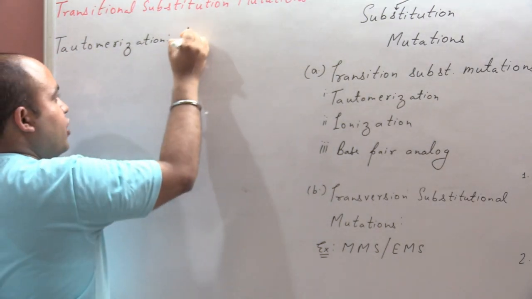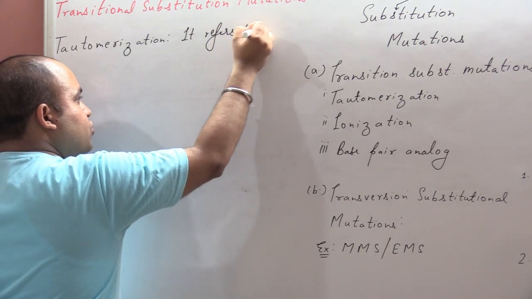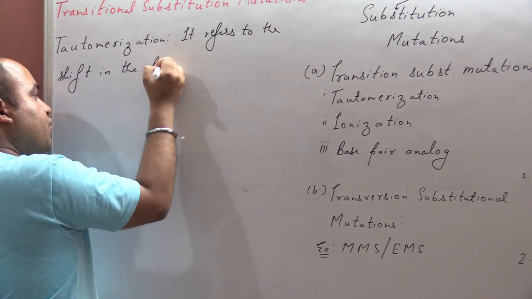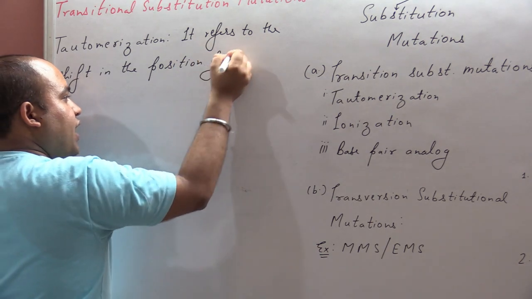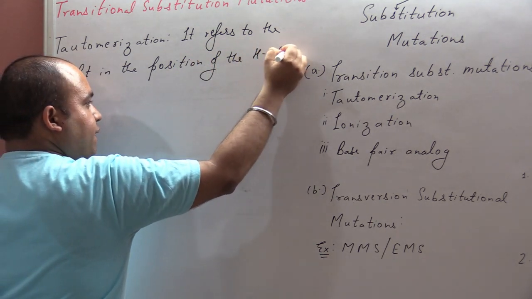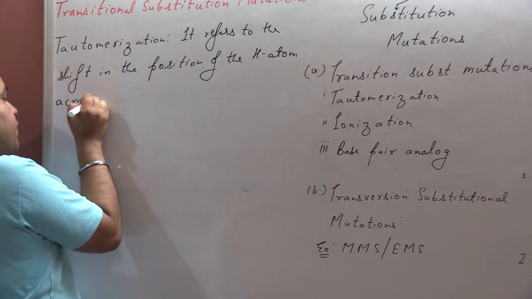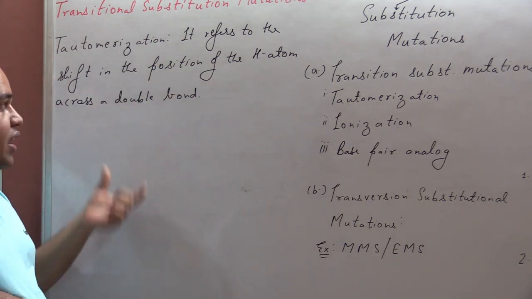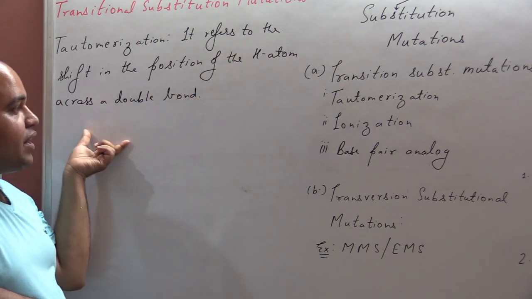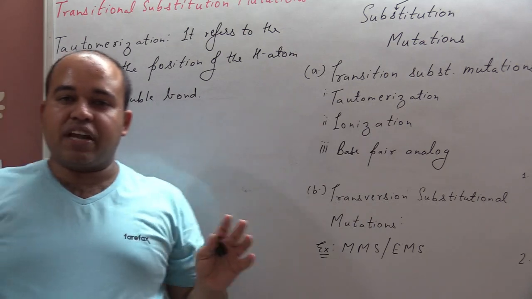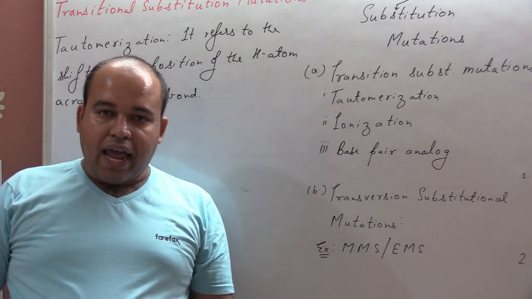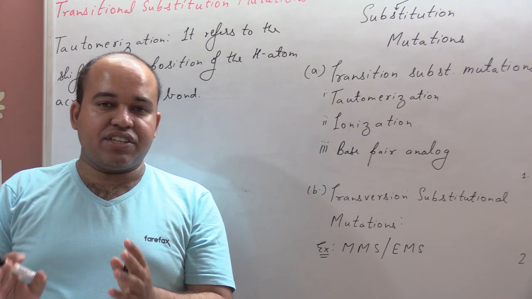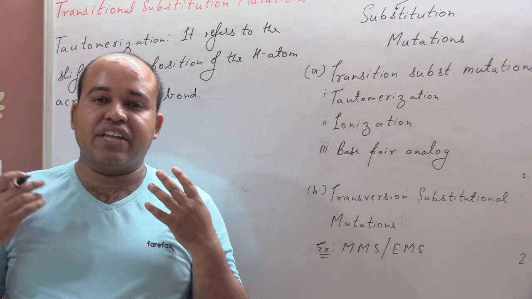It refers to the shift in the position of the hydrogen atom across a double bond. So if there is a double bond and across the double bond the shift in the position of the hydrogen atom is being made, then it is called tautomerization. The types of tautomerization that are very commonly known are the imino-tautomerization or keto-enol tautomerization. Such type of tautomerization takes place in the presence of a chemical agent such as nitrous acid.